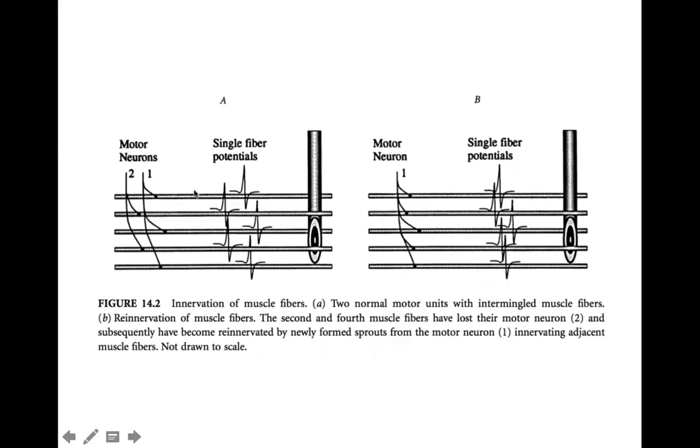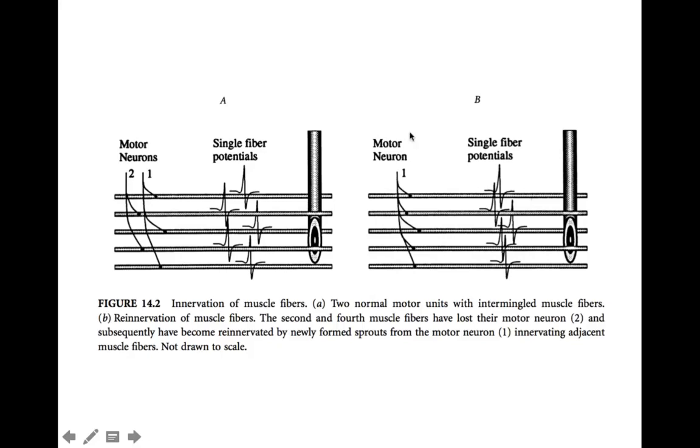So here's a little cartoon from another source that illustrates sort of an interaction. In this figure A, this is an example of where you have two motor neurons. Each one is branched. So motor neuron number 1 is stimulating these 3 muscle fibers, while motor neuron number 2 is stimulating these 2 muscle fibers. And you can see here are the action potentials. Now, for whatever reason, let's suppose that motor neuron number 2 is damaged or destroyed.